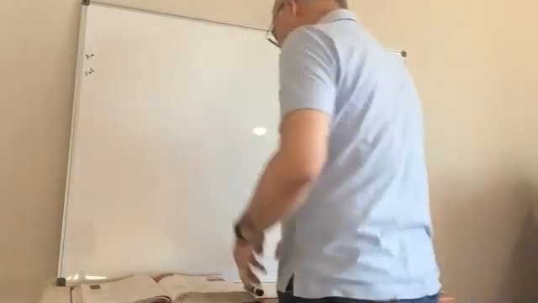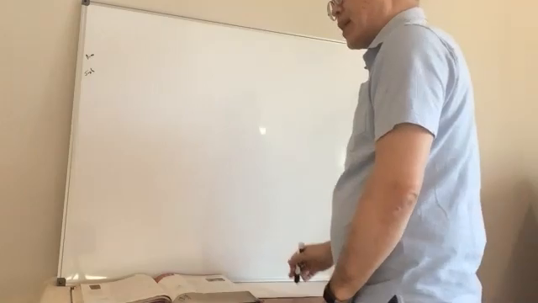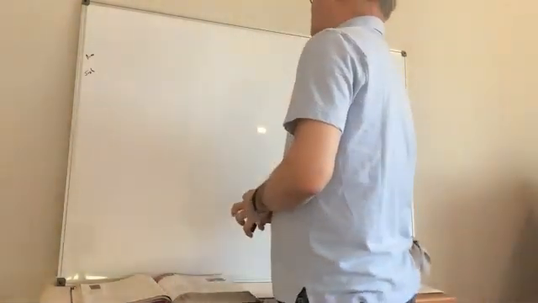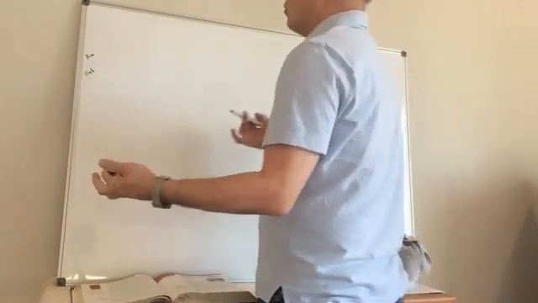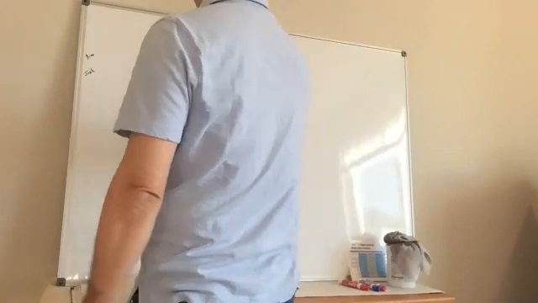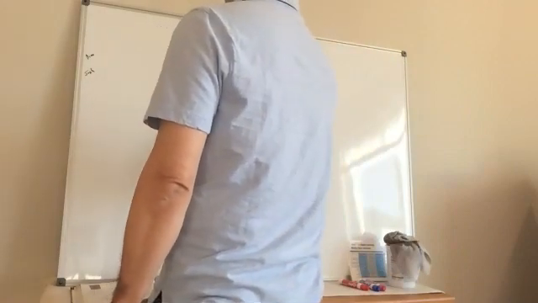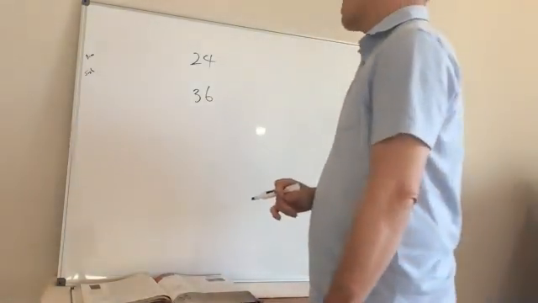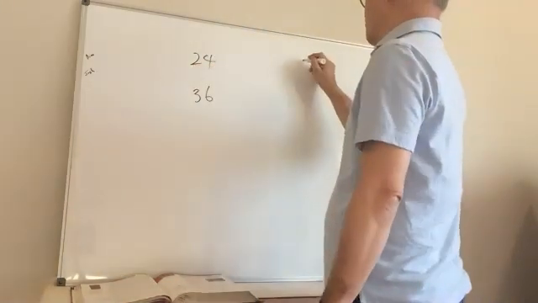Now let's move on. In 4.2, we talked about the greatest common factor. So the greatest common factor. Let's say we're going to find the greatest common factor of, I don't know, 24 and 36. So for 24, we do the prime factorization first.